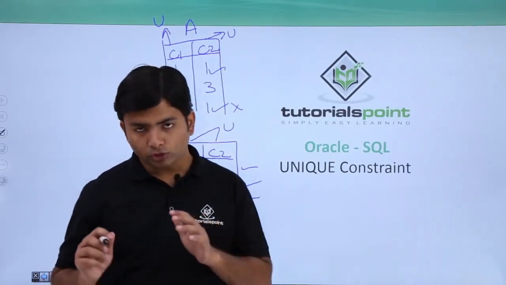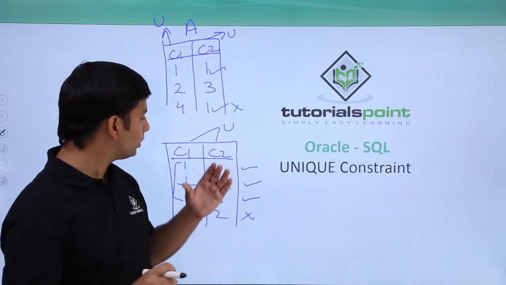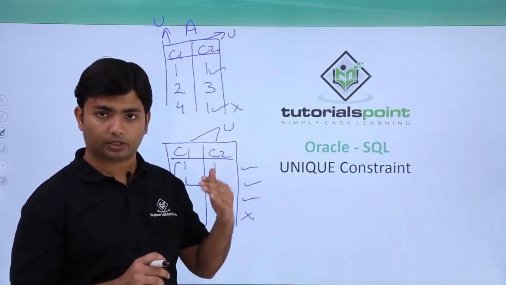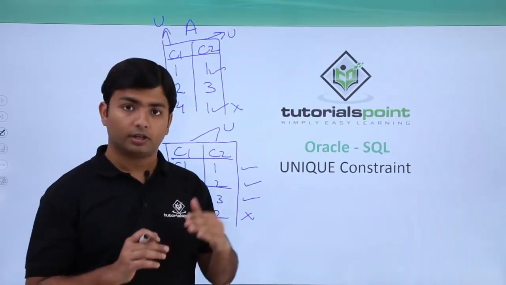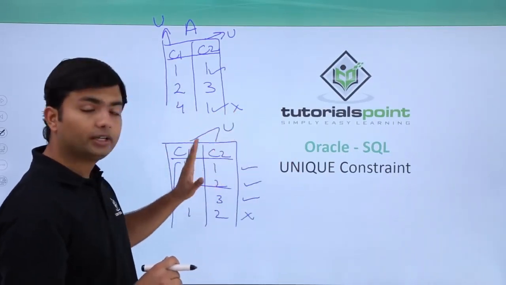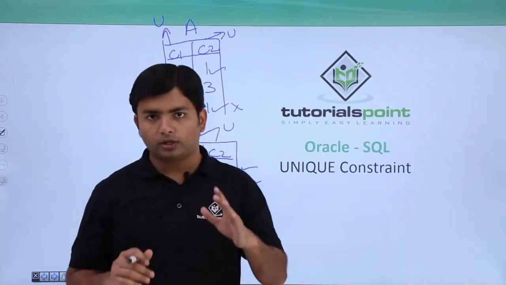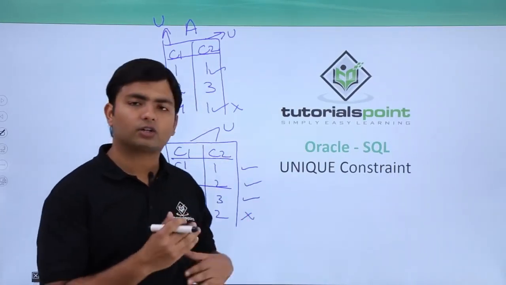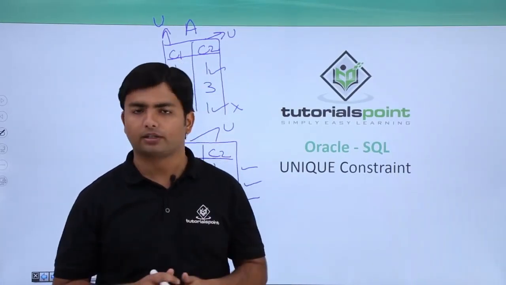If you enter 1, 2 again, it will not be accepted because this combination is already present. So whenever you want to add the unique constraint at the table level, and you want to pass multiple columns into that, this is what happens. So let's see how we can start working with the unique constraint practically.